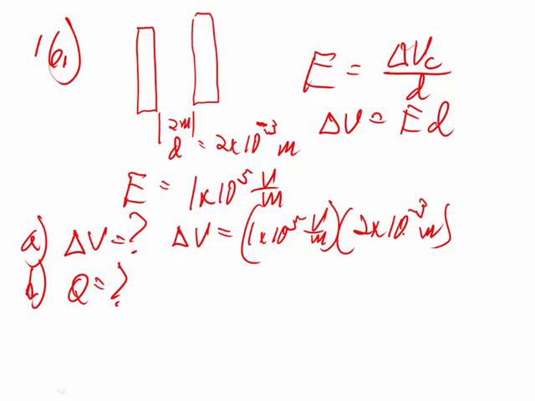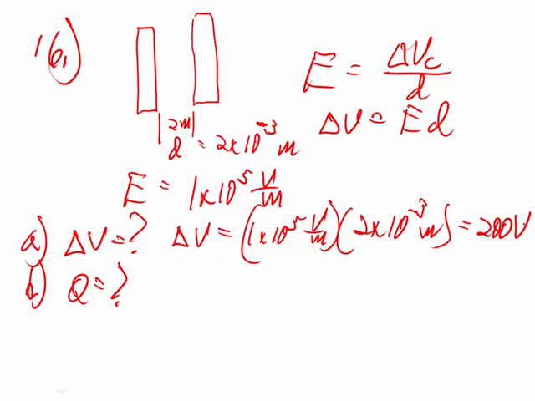Oh, I didn't do that right, did I? Let me try it again. We get 1 to the 5th times 2 to the negative 3rd, and we get 200 volts. Well, I'm not punching the right buttons on my calculator today. Whew, it's Friday. I guess I'm too anxious about quitting.